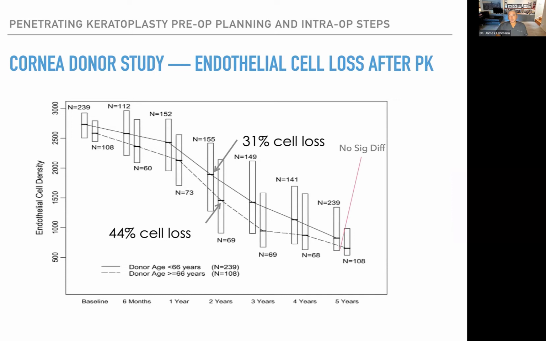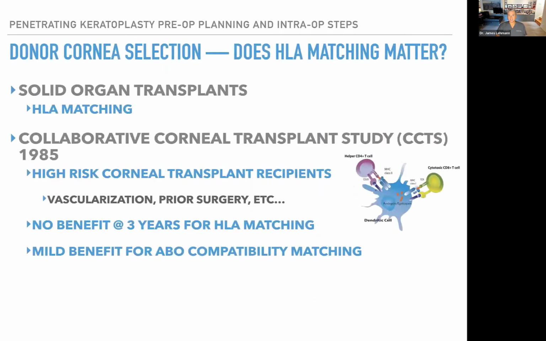And at first, there was a big difference in the cell loss, but at 5 years, there was no significant difference. So this gave us confidence to be able to use older corneas, and that opened up the number of cases that we could do to be a lot more. And so the Cornea Donor Study was very important in cornea because it showed us that we can have success with older grafts.